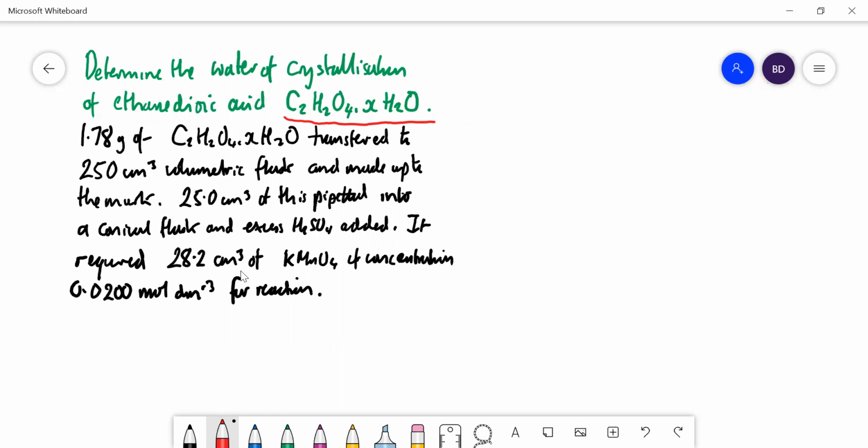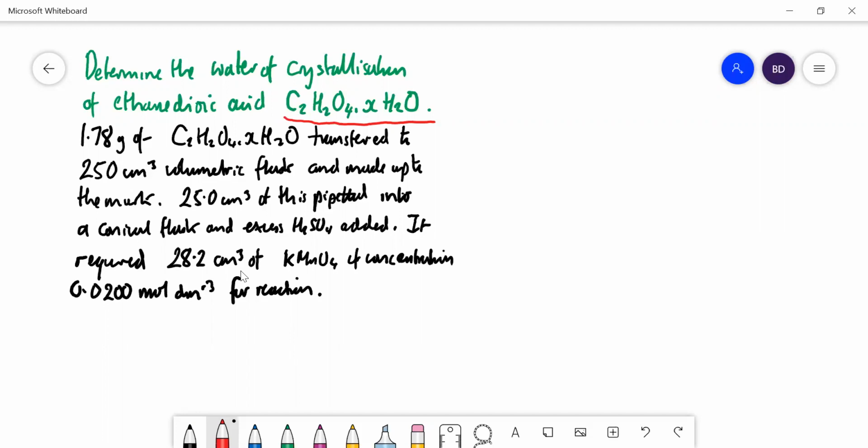Okay, if you want to have a read of that question, and then pause the video and try and work it out yourself, you can do so now, and then I will give you the answer before we do the working out. But the answer to this question is X is equal to 2. So there's 2 water molecules per molecule of ethanedioic acid. Okay, let's do it now then.